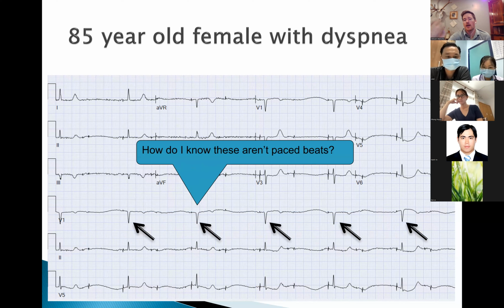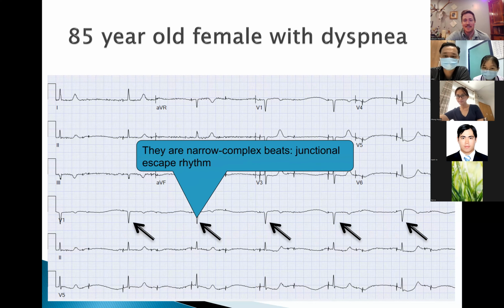So I guess, how do I know that these aren't paced beats? I didn't know that they weren't. So Scott is going to teach us. So they're narrow complex beats. So a junctional escape rhythm is the cause. So I guess the error in my interpretation was thinking that this was an atrial pace and not dual sequential. But I can obviously see it now.